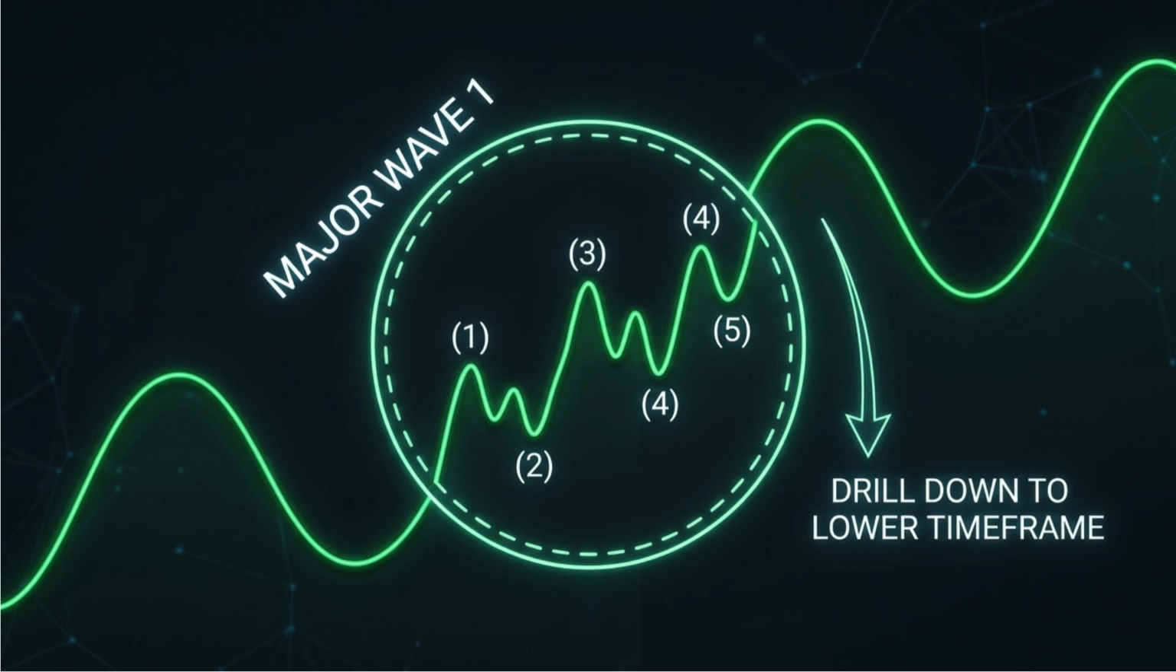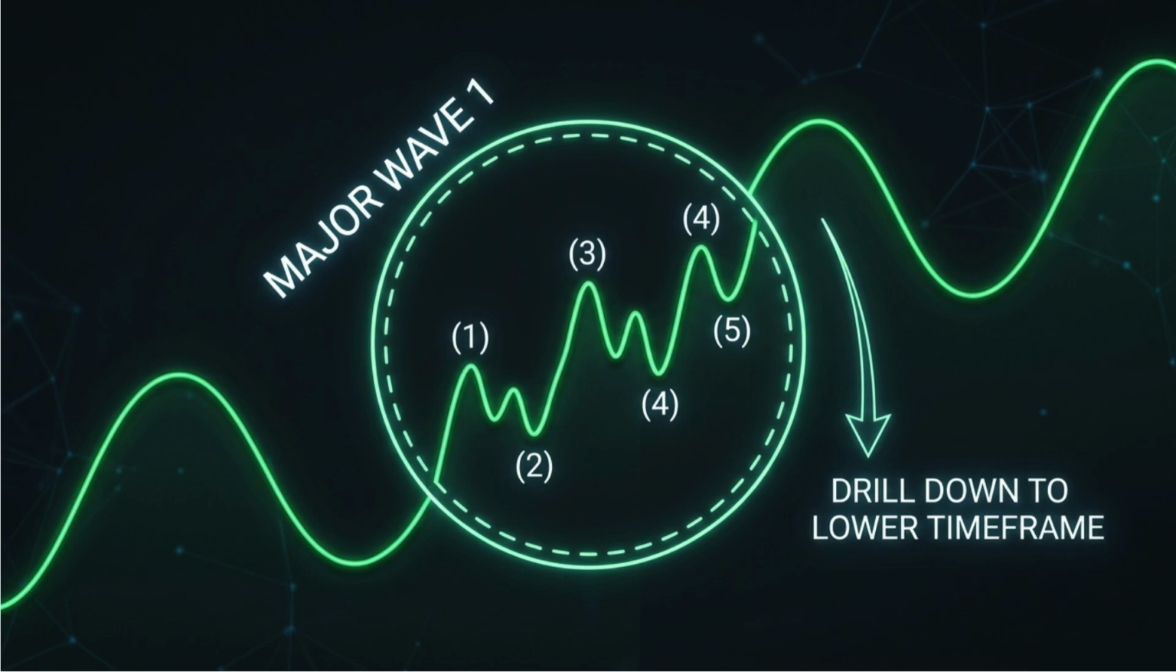A complete impulse sequence consists of 5 distinct waves. When you combine the action and reaction phases, you can clearly label them as waves 1, 2, 3, 4, and 5.